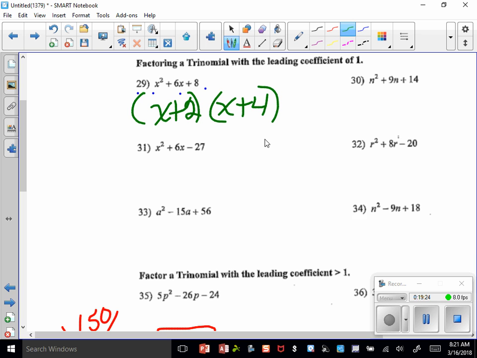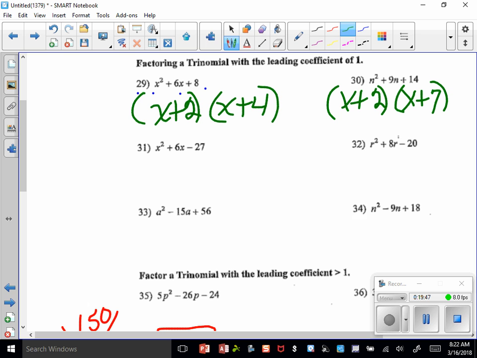Same thing for number 30. What times what gives you 14? That equals 9. 7 and 2. So you wouldn't need to do all of that. Will it work? Absolutely. But see how much faster it is when that coefficient to the A term is 1. You don't necessarily have to do that.